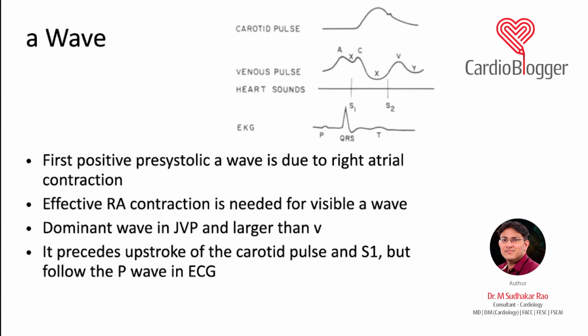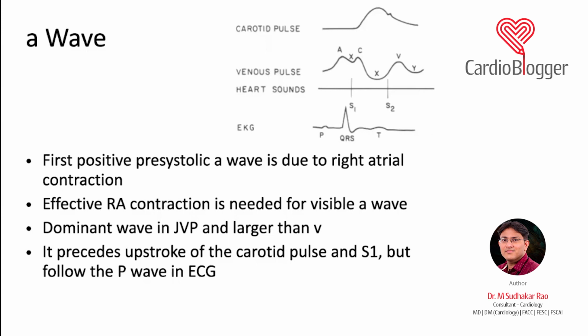Now, what happens when the right atrium contracts? It contracts against a closed tricuspid valve. When the right atrium contracts against a closed tricuspid valve, all the blood goes back through the SVC, and that is why you see a diastolic A wave. So it is the effective RA contraction which is important.